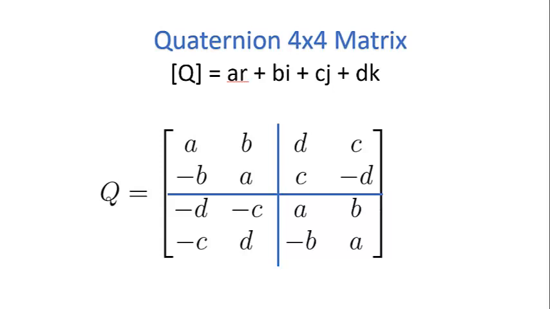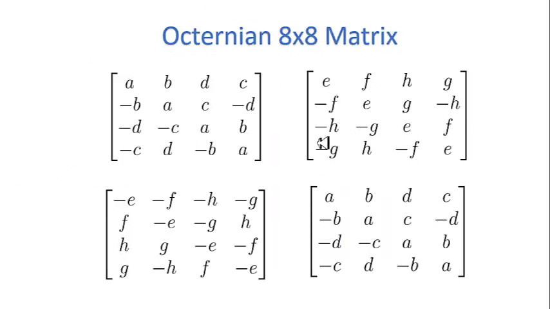And so the question I had was, can I do this again? So instead of taking the complex number, I'm going to take the quaternion and I'm going to put it on the forward diagonal of the octonion matrix. And then I'm going to take the quaternion and I'm going to put it on the backward diagonal as is. So I'm going to replace A with E, B with F, D with H, and C with G.